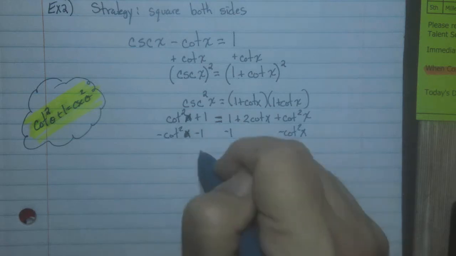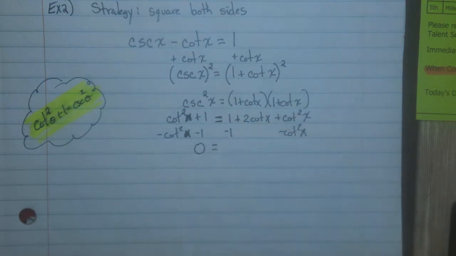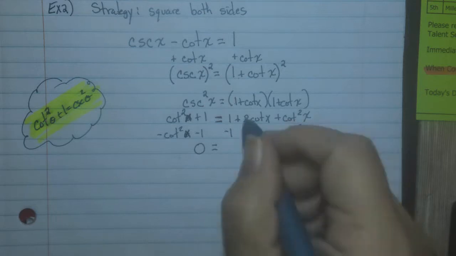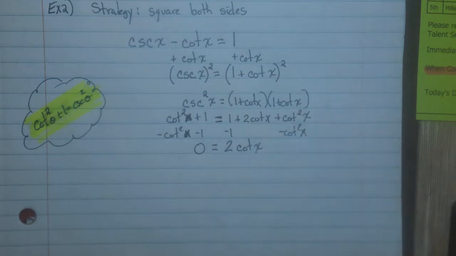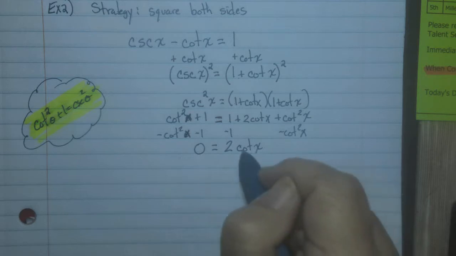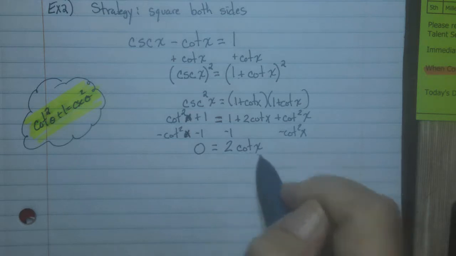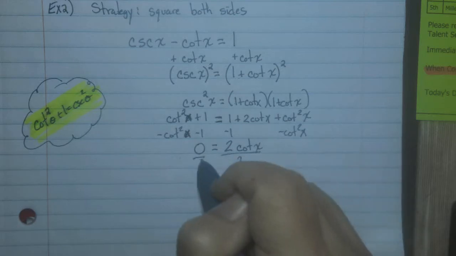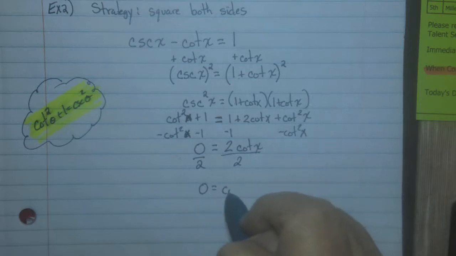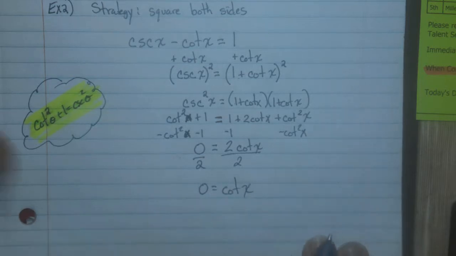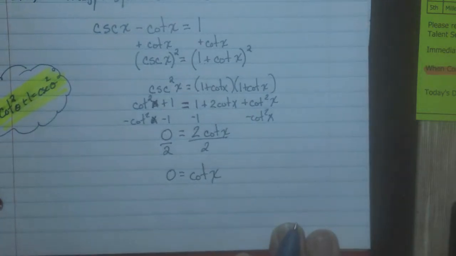So now my left-hand side is just 0. Right? I subtracted everything I had away. And my right-hand side is now 2 times cotangent of x. I want to get this trig function by itself, so I'm going to divide both sides by 2. 0 divided by 2 is 0. All right, so now I'm just looking on my unit circle. When is the cotangent going to be 0?